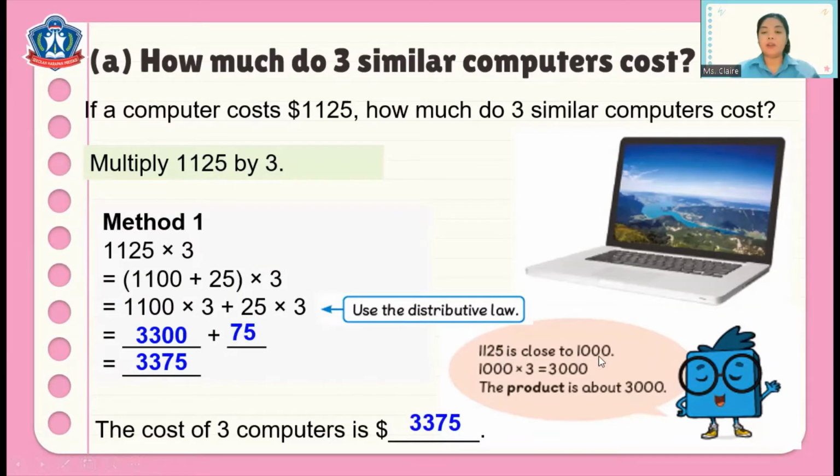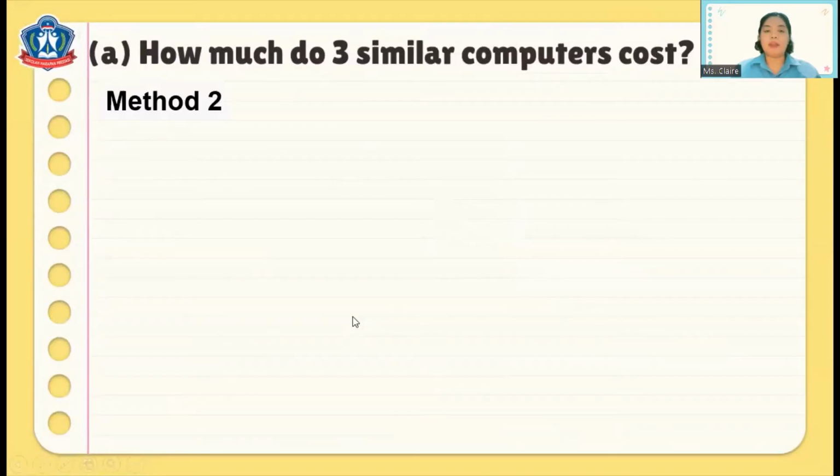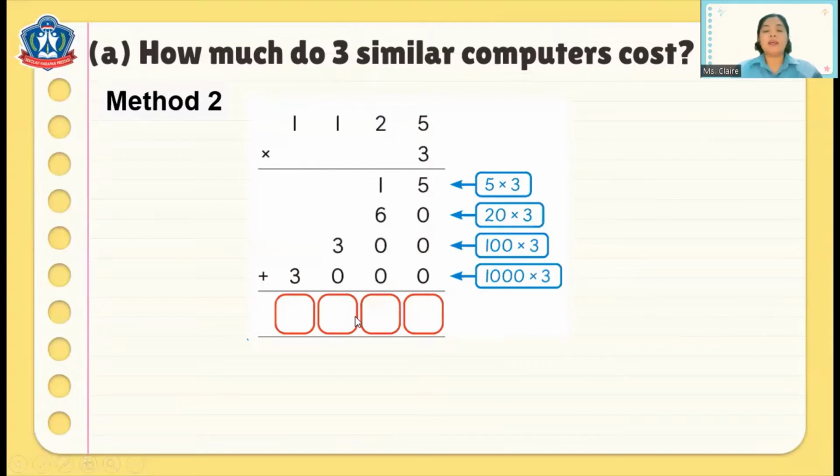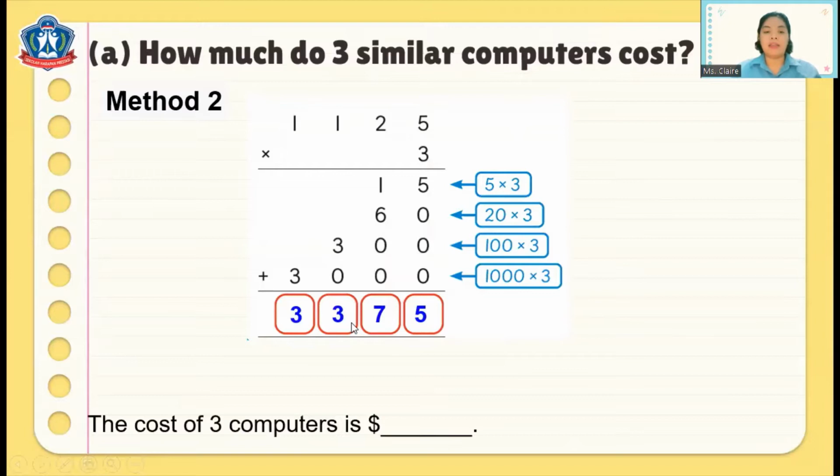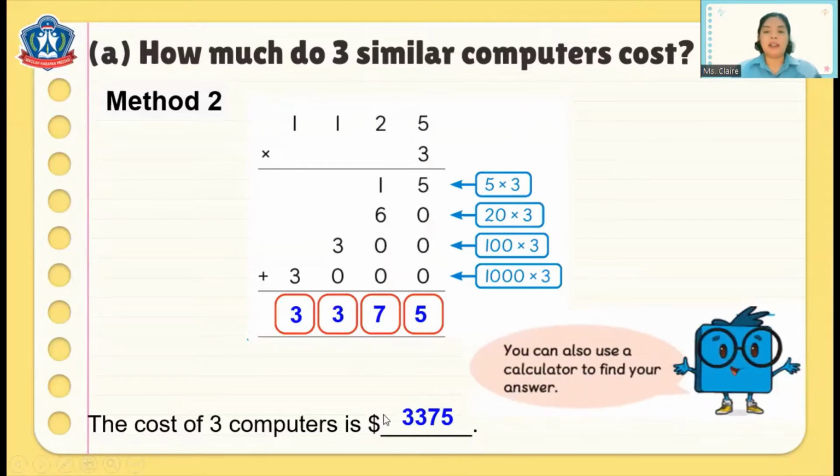Take a look here, children. 1,125 is close to 1,000. Multiplied by 3 is 3,000. So the product is about 3,000. It's correct, right? 3,375 is close to 3,000. We can also use another method like this. Simply multiplying each digit or each place value by 3, and still we can get the same answer, and that is $3,375.